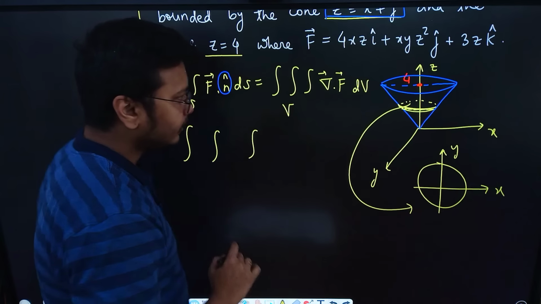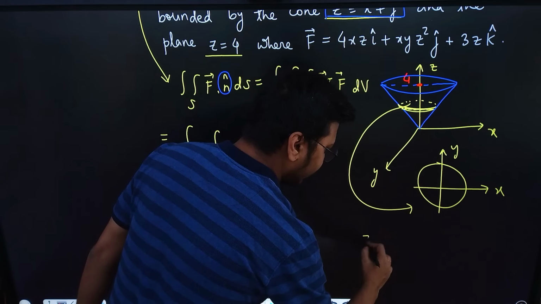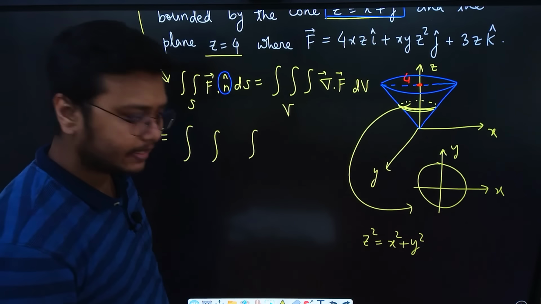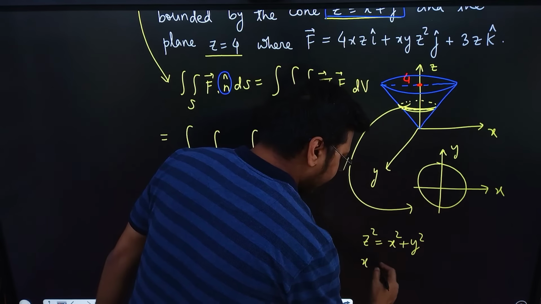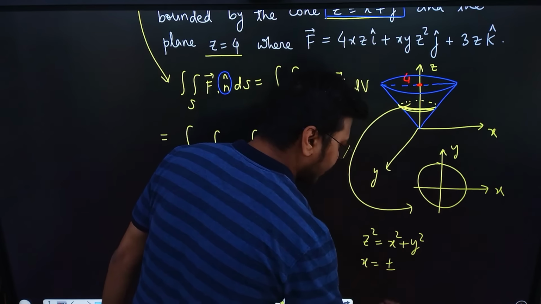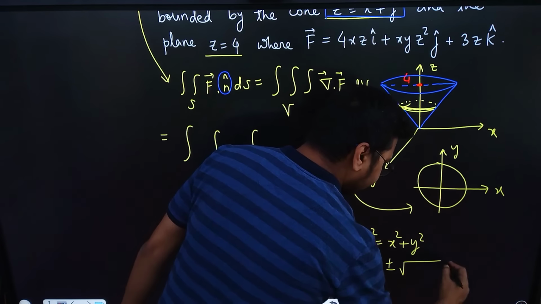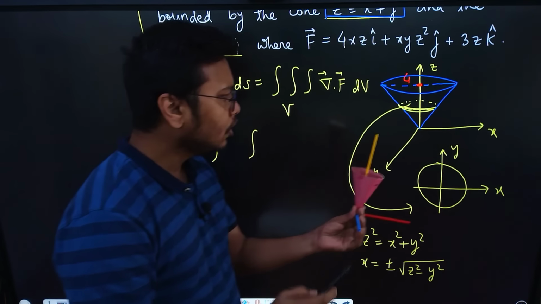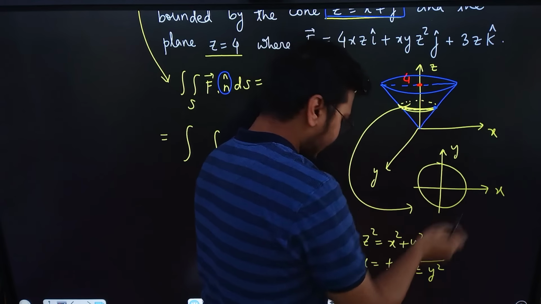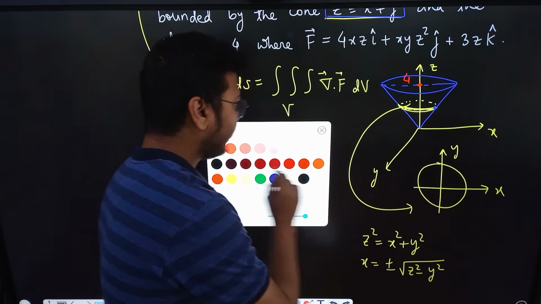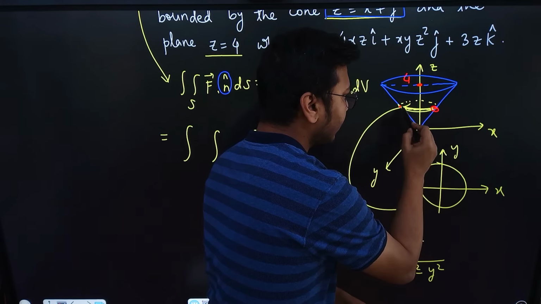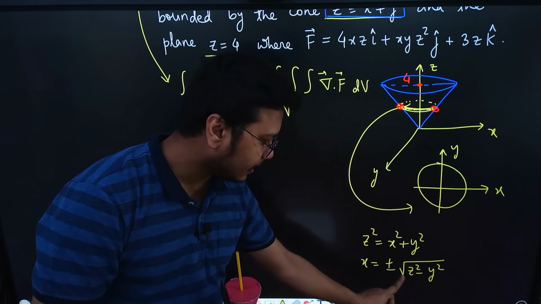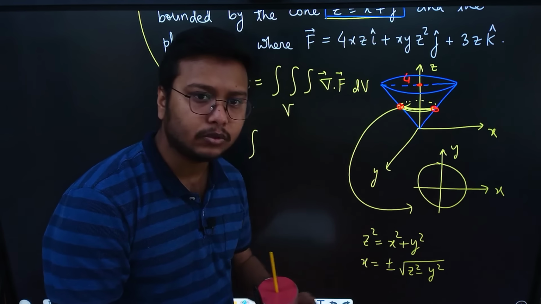The equation of the cone is z² = x² + y². Let's find x from here. That's going to be ±√(z² − y²). So any point on the cone, if I take this point and this point, the x values are given by something like this: +√(z² − y²) to −√(z² − y²).